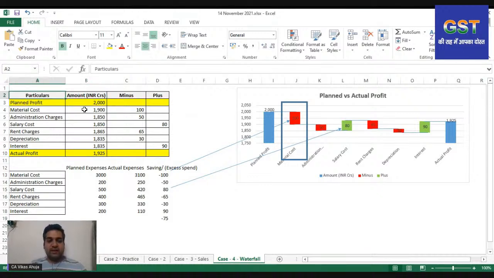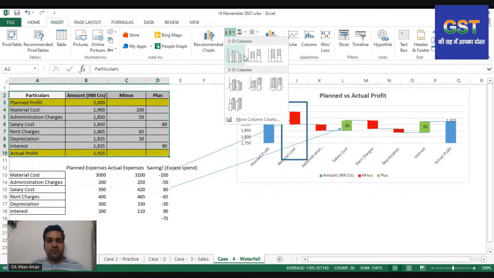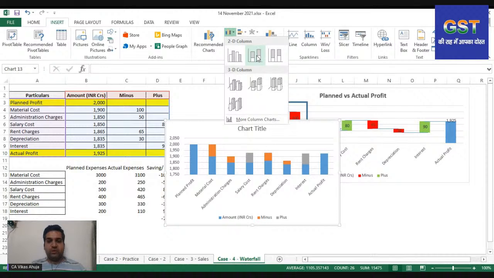Once I have this ready with me, I just select the whole table, go to insert, and then insert this bar graph, this one, the dual bar graph.